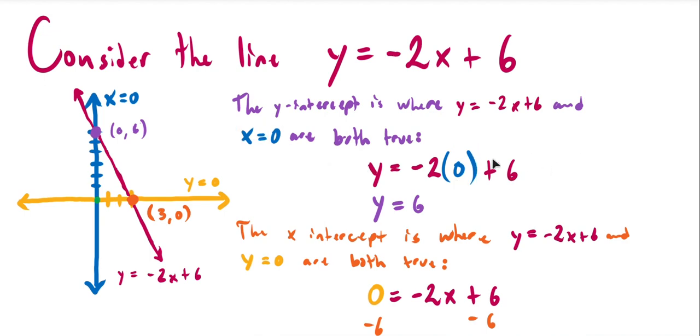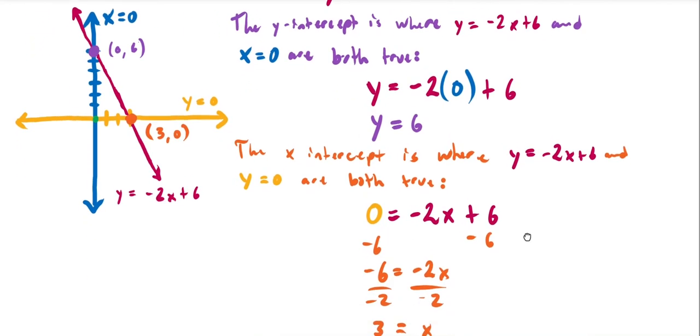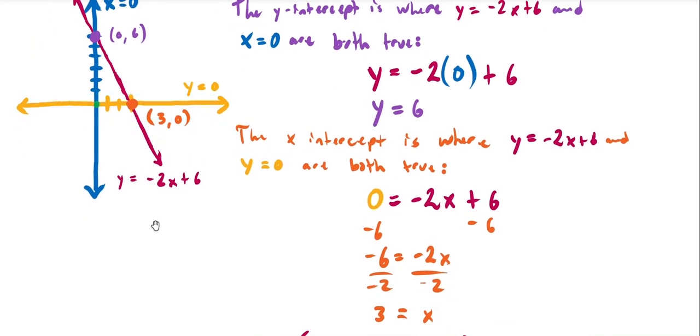If x is equal to 0, I can replace this x with this 0, and I get 6, right? Of course we do. This is y equals mx plus b form, and we know that b is the y-intercept. Now let's do this for the x-intercept. So the x-intercept has a little bit more work to do.